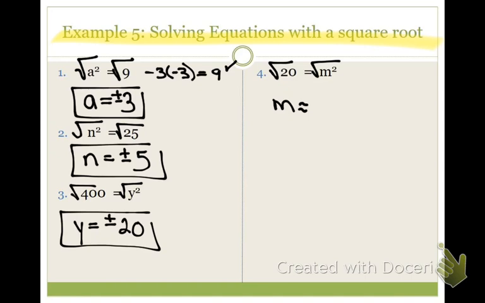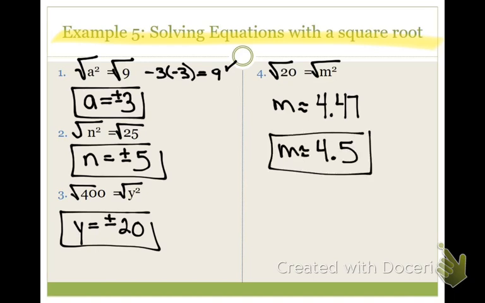What was it? 4.5. What was it before you rounded though? 4.47. Yeah, that's what I thought. It was 4.47, and then yes, you round it to 4.5. Okay. All right. Who got that right? Rounding to the nearest tenth. Okay, so really not a big deal.